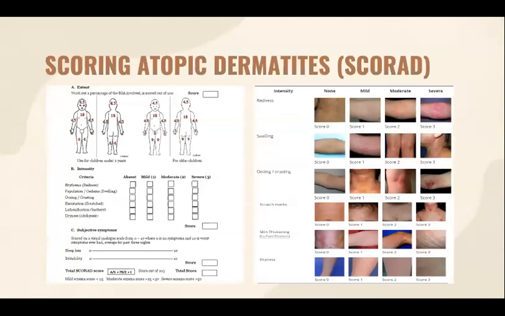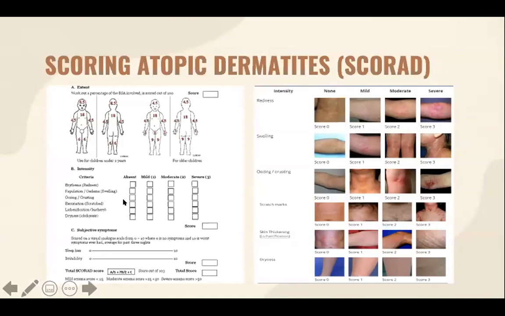Here we have SCORAD, scoring atopic dermatitis, a clinical tool used for assessing the severity of atopic dermatitis. It's used both before treatment to determine the severity of the disease and after treatment to determine the response of the disease. The scoring system has three main elements, the first being the extent, determined on the body surface area involvement, which will be different in children under 2 years old in comparison to children older than 2 years old.